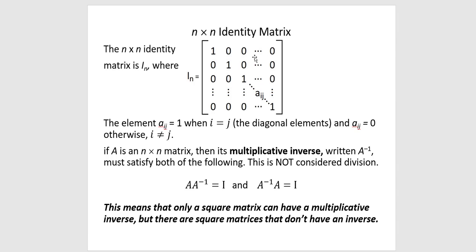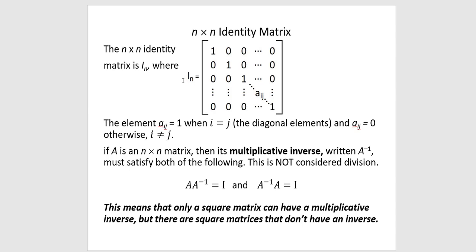An identity matrix is a square matrix. That is a matrix where the number of rows equals the number of columns. In an identity matrix, there are ones down the main diagonal from left to right and zeros everywhere else. This is an example of an n by n identity matrix.